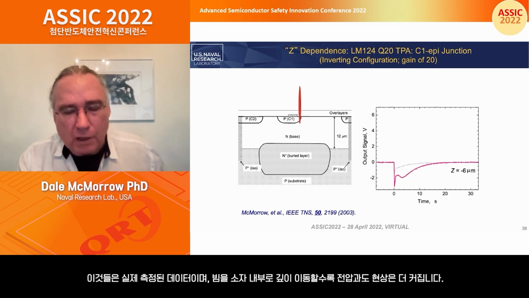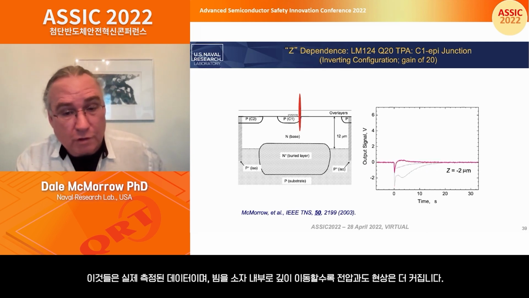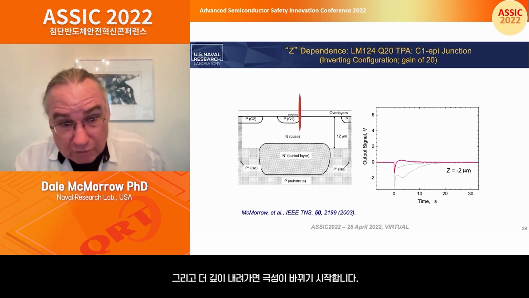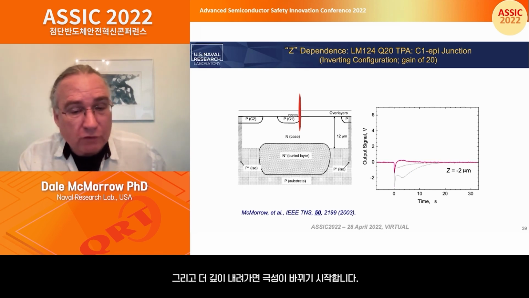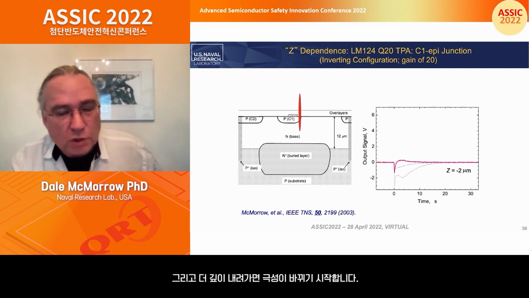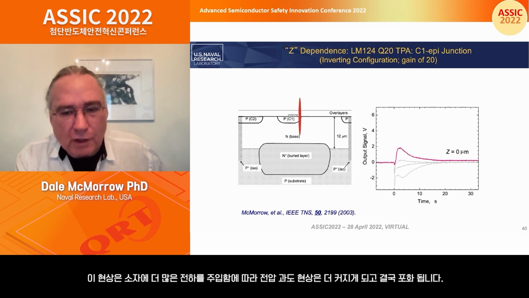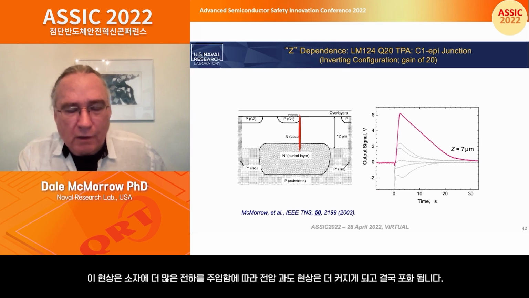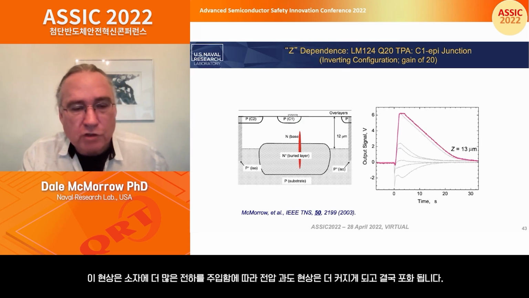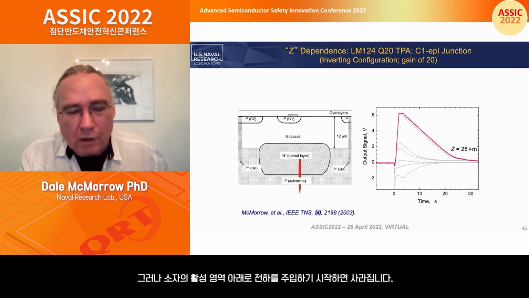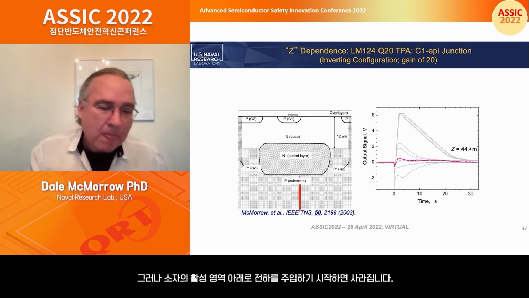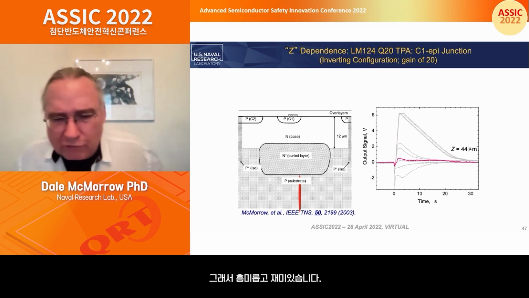As you move the beam deeper into the device, that transient gets larger. As you move down deeper, it starts to switch polarity. And this continues. As more charge is deposited in the device, the transient gets larger. Eventually, it saturates. And then eventually, once you start depositing charge way below the active region of the device, it goes away. Okay, so that's interesting and it's fun.